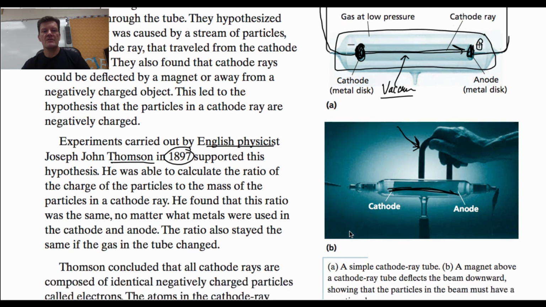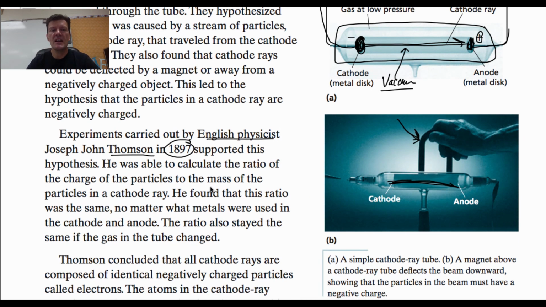He found out from this experiment he could then calculate the ratio of the charge of the particles to the mass of the particles. He found that this ratio was the same no matter what metals were used in the cathode tube ray. So he was figuring out that, you know what, these particles are not unique to the metals that I'm using. They are in all metals, and those are the electrons that we were talking about.